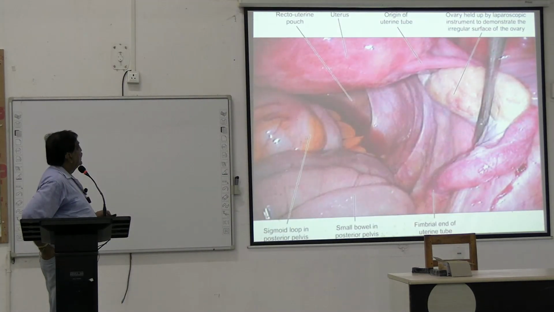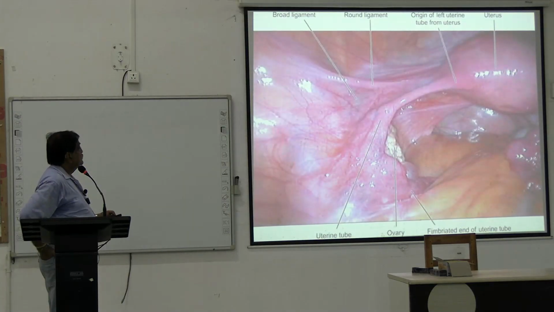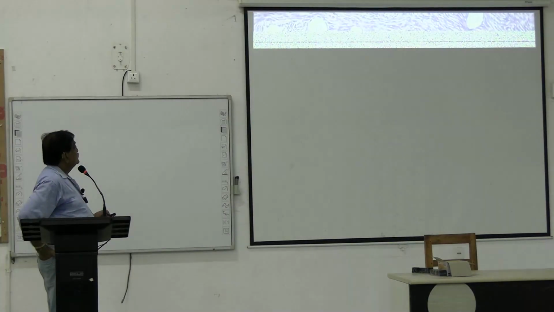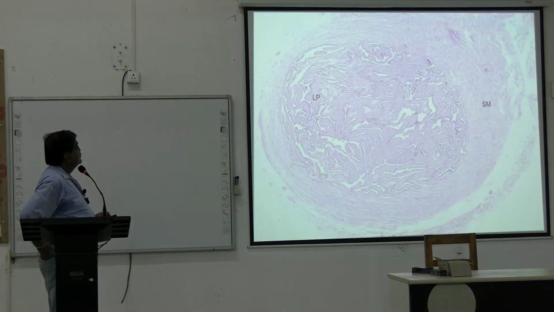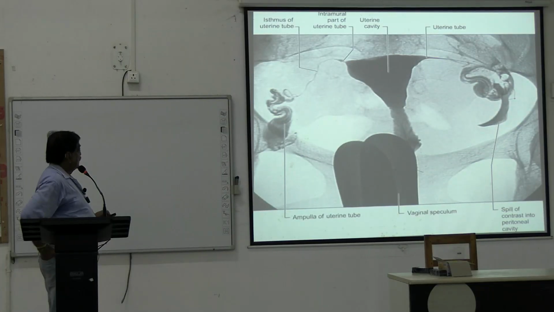This is again a laparoscopic picture. See the ovary? Yeah. This is the fallopian tube. This is the round ligament. This is the fundus of the uterus. This is a hysterosalpingography.